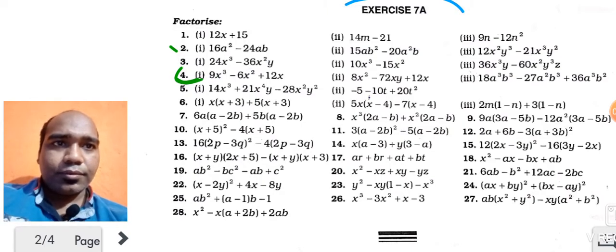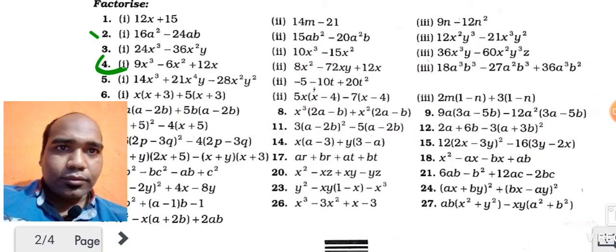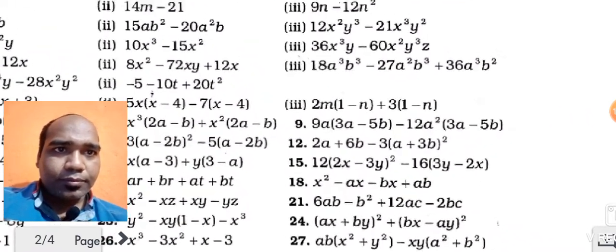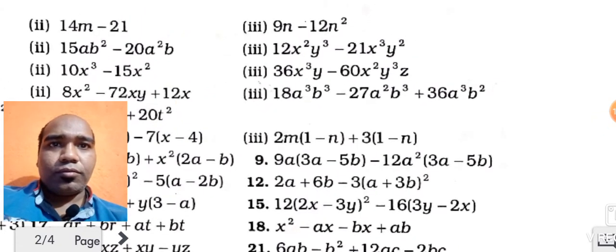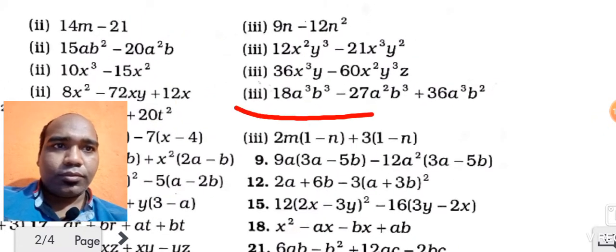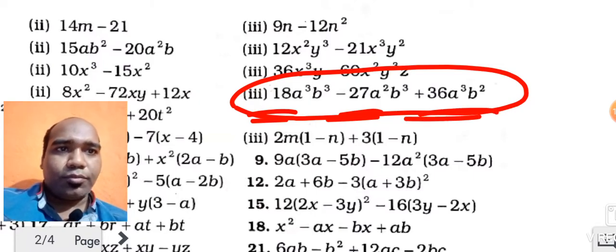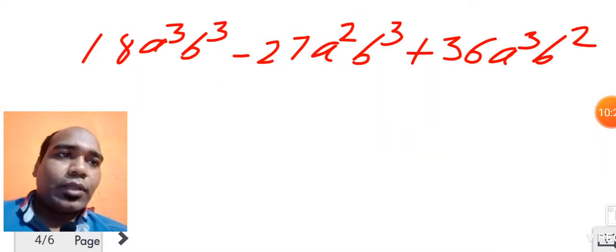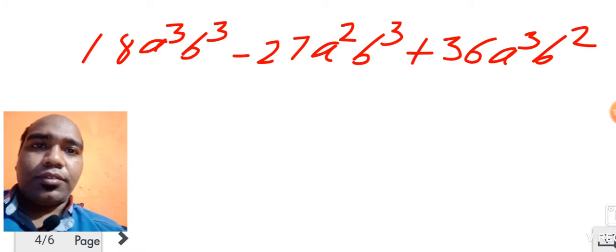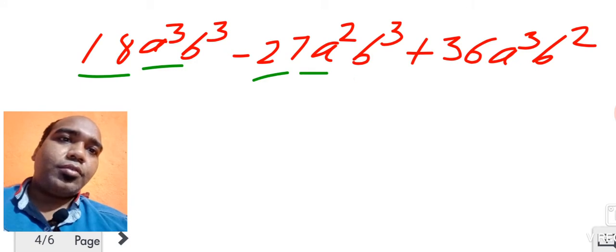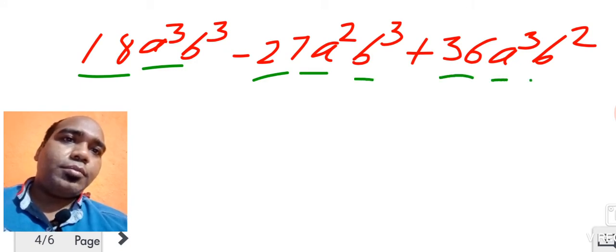You can see here, one good question we should take. This question you see, question number 3, the 3rd part: 18a cube b cube, 27a square b cube and 36a cube b square. Okay. So we'll see this question. Okay children, so you can see this is your question. 18a cube b cube minus 27a square b cube plus 36a cube b square.